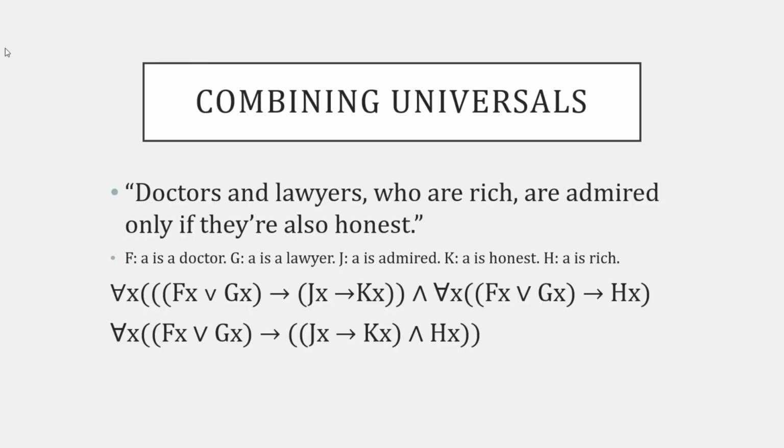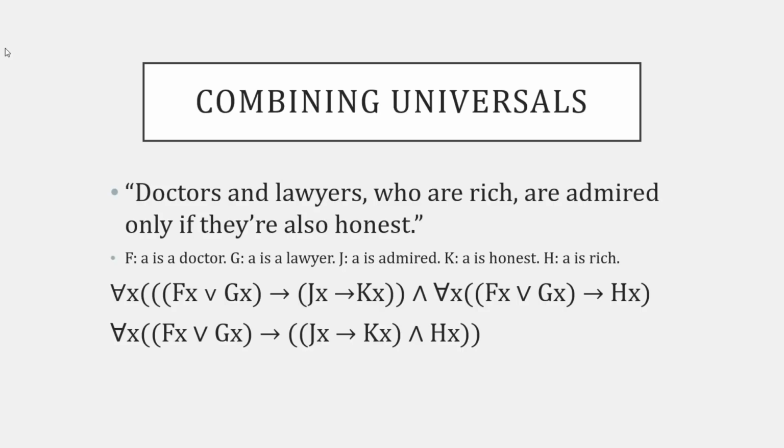In the first line, we've got this conjunction that says, if anything's got F or G, then it's got this conditional property. And if anything's got F or G, then it's got this property H. And on the second line, we've just put them together. We've said, if anything's got the property F or G, then it's got both of these properties. One is a conditional, and one is just the property H.